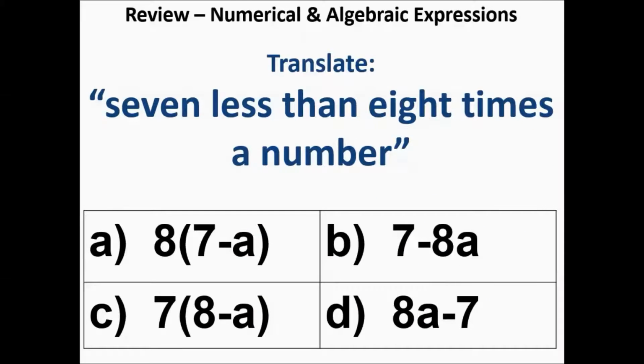7 less than 8 times a number. Let's see, we want to tune into the 7 less than. That would be a switcheroo phrase. So that means it's going to be something minus 7. And it's the 8 times a number minus 7. It's going to be choice D.